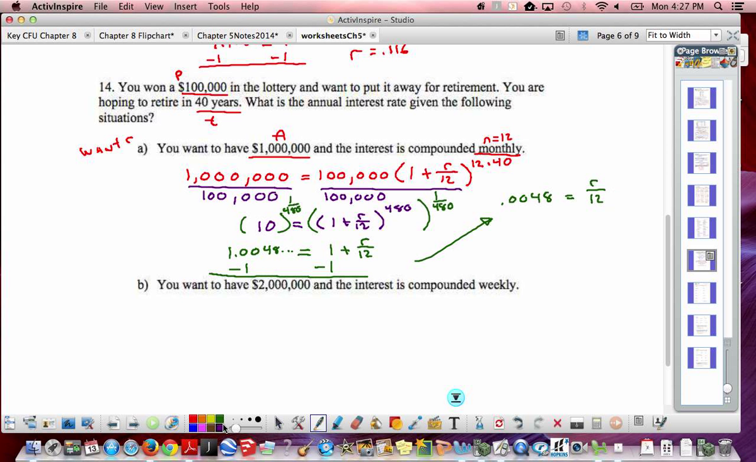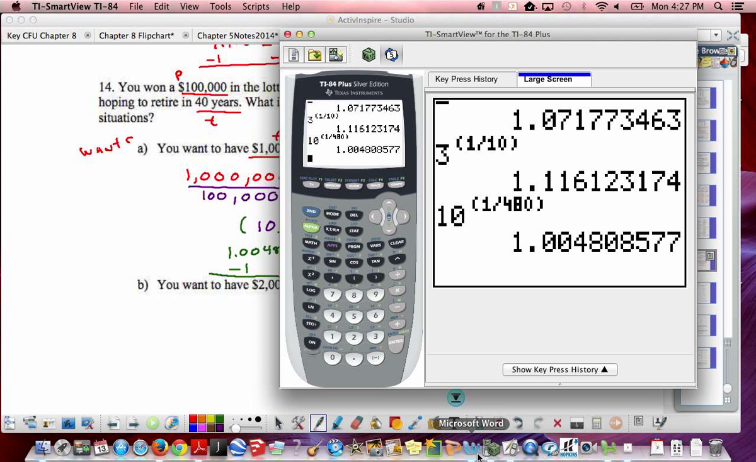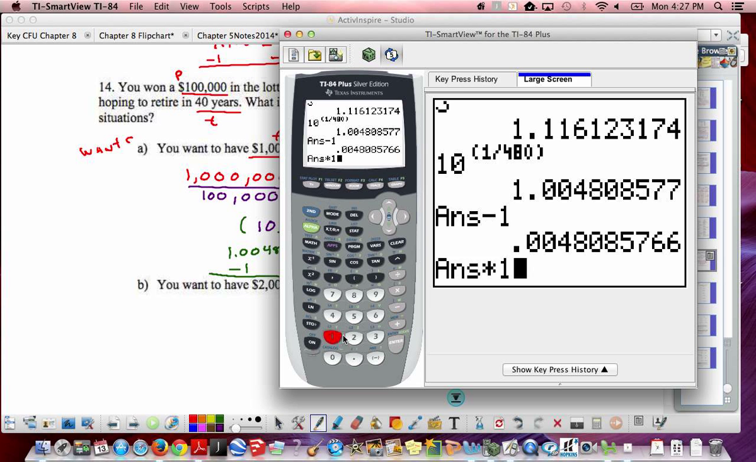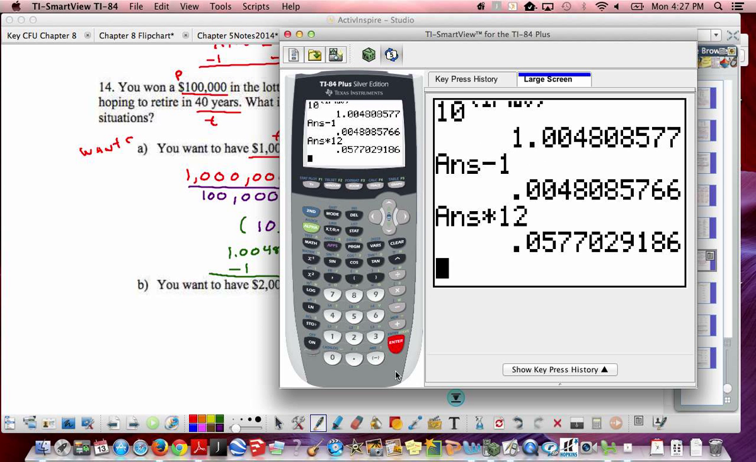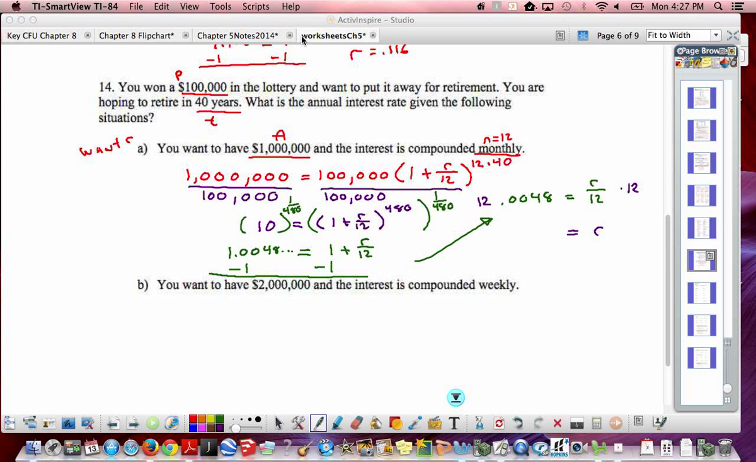To undo division, I multiply both sides by 12. So r ends up equaling. What I can actually do to get the exact answer on my calculator is take that answer, subtract 1, and then times it by 12. This will give me the exact interest rate, 0.0577. So we'd round to 8. So we end up having an interest rate of about 5.8%.